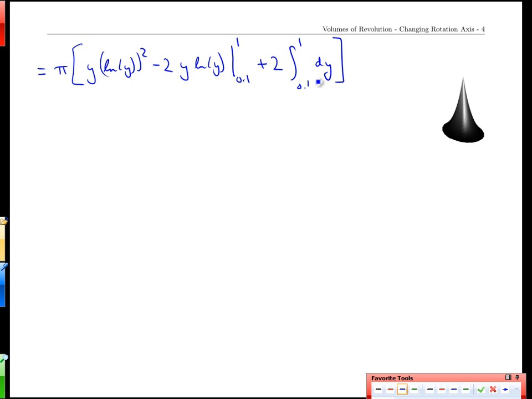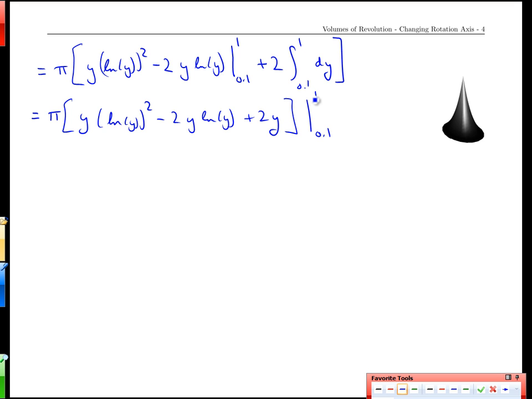That's our expression rewritten, and the last integral to evaluate is simply the integral of 1, which will give us y. So pi out front. y ln of y all squared minus 2y ln of y plus 2y. And we see a nice pattern here. We see changing signs, and we have ln of y squared, ln of y. Each time we did integration by parts, we removed one ln of y. And all of that between 0.1 and 1.